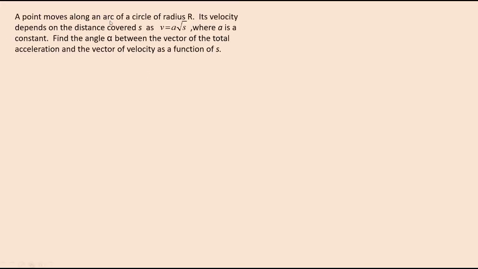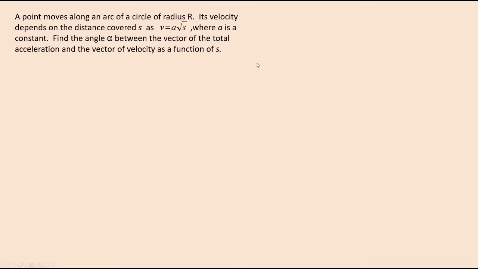In this video we are going to consider a problem in physics. The problem reads like this. A point moves along an arc of a circle of radius r. Its velocity depends on the distance covered s as v is equal to a into square root of s, where a is a constant. Find the angle alpha between the vector of the total acceleration and the vector of velocity as a function of s.